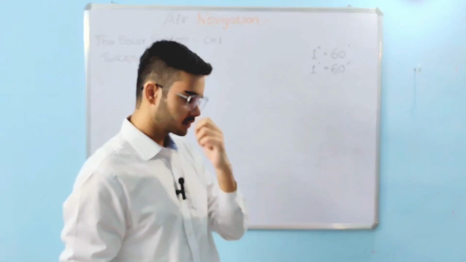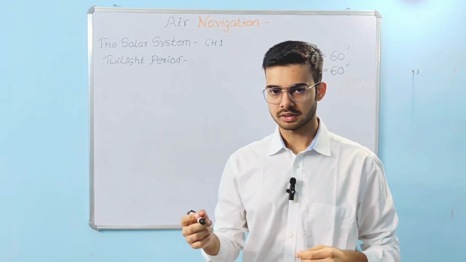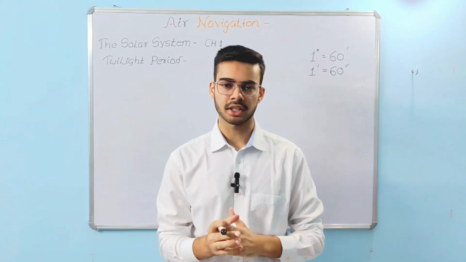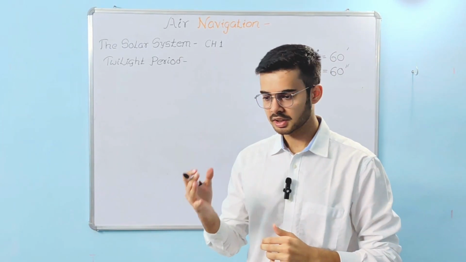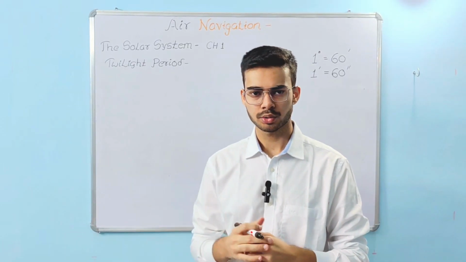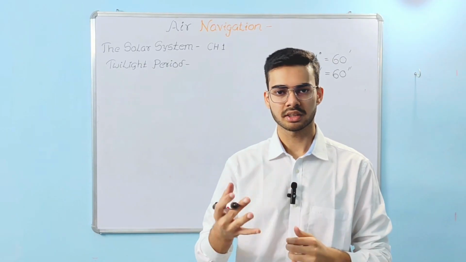One more thing to note down: the sunrise, sunset tables, twilight periods, etc. are given in a book-type thing called the Air Almanac, and it is given in LMT, local mean time. We'll study LMT later on too. For now, first of all, write it down, then we'll understand.